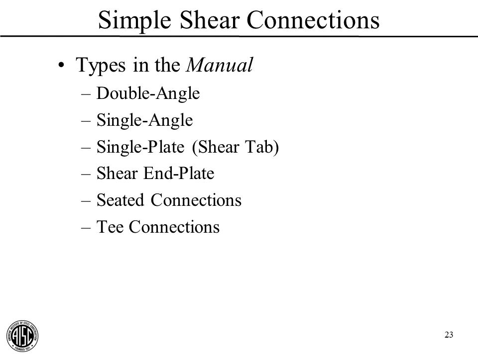So simple shear connections. There are a lot of those in a typical building, and these are the types in the manual. We have double angle connections, single angle shear connections, single plate shear connections, also sometimes called shear tabs, shear end plates, and we have two kinds of seated connections, and then we have T connections. So let's see some pictures of those.